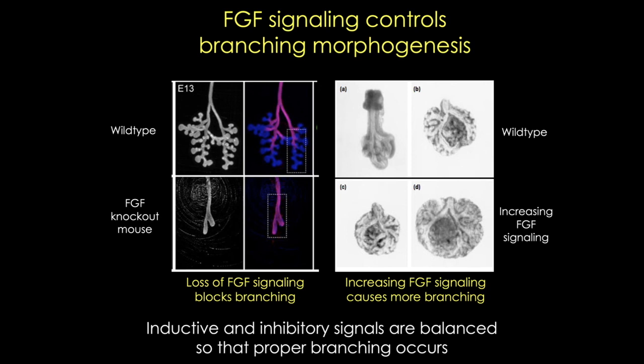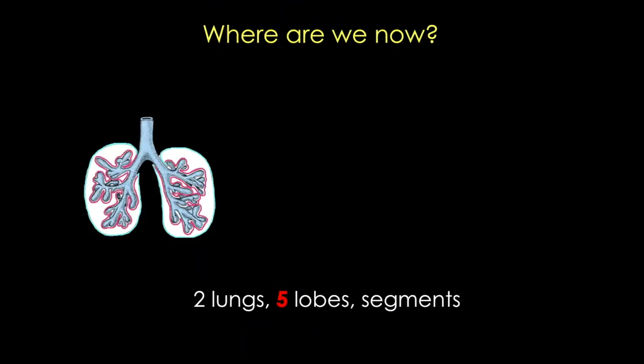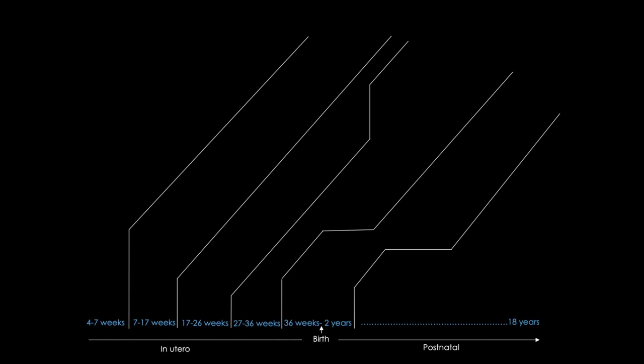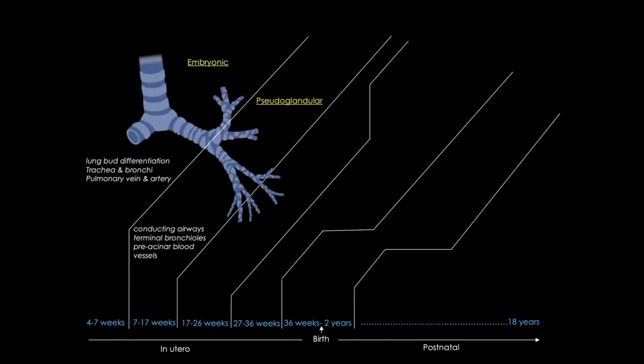Well, let's recap one last time. We've now formed the trachea, 2 lungs, 5 lobes, and numerous segments, with the pleura and pleural cavities formed. And we've essentially set up the patterning of the adult lungs. In terms of timing, we've now completed the embryonic, the pseudoglandular stages, and we are partway into the canalicular stage. So at this point, around 17 weeks or 17 to 24 weeks, the conducting zone is essentially built.